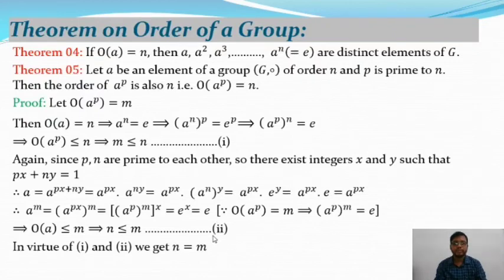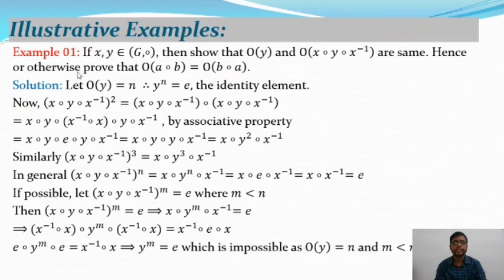After theorem 5, we will take some examples on order of a group. So here is the example. If x, y belong to G under composition, then the order of y and the order of x composition y composition x inverse are the same.